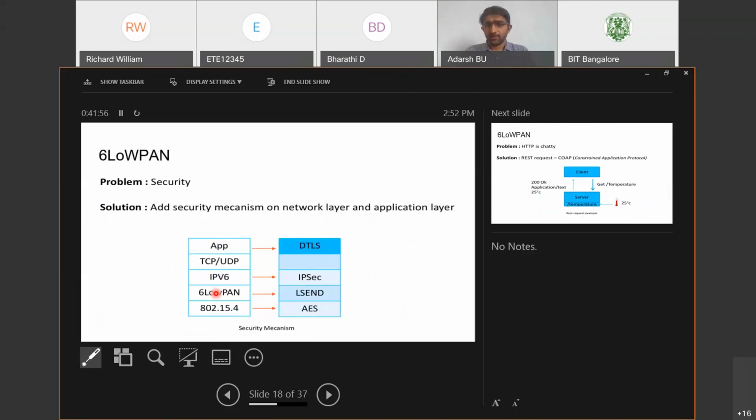With respect to security, what are the security aspects in 6LoWPAN? There are a lot of security mechanisms on the network layer and the application layer. In the application layer, DTLS, Datagram Transport Layer Security, will be there, with UDP and IPv6 supporting IPsec, and 6LoWPAN is also supporting lower layer security, and AES encryption in the MAC layer. That is 802.15.4 AES encryption. You all know very well about that.